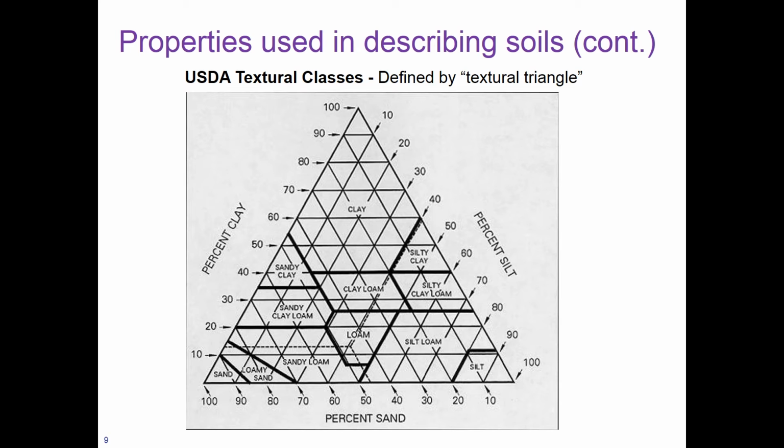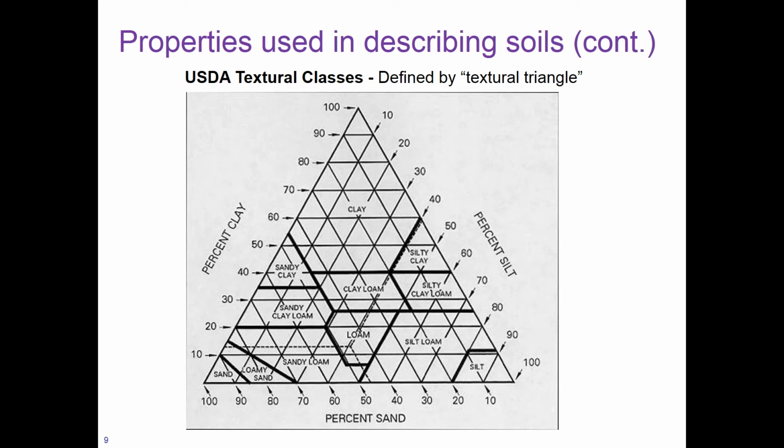Classes that fall toward the lower center of the chart have the term loam: clay loam, silt loam, and so forth, sandy loam. Loam indicates a mixture of the three classes without one totally dominating. But the terms are pretty intuitive and self-descriptive.